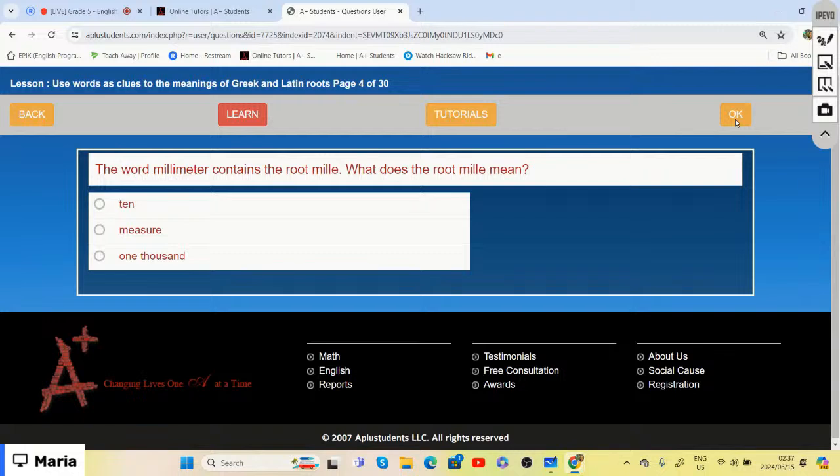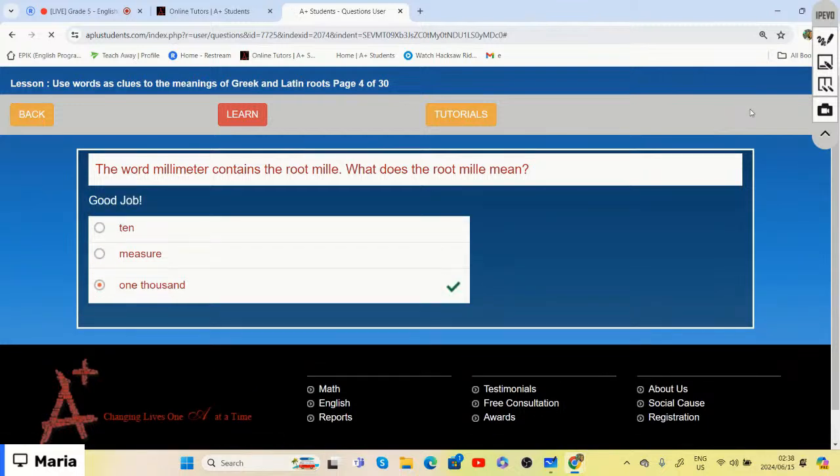All right, and if we were to choose the correct root meaning of milli, then it would be 1000, right? It would mean 1000. 1000 millimeters in a meter.